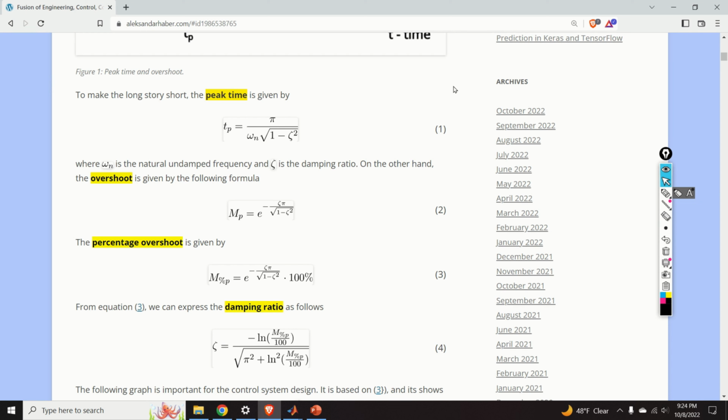In this video we will derive several formulas that are very important for control system design. We will explain and derive the equation that relates the peak time with natural undamped frequency and the damping ratio. Here's the formula. Then we will derive the formula for overshoot. Here's the formula. We will show that the overshoot only depends on the damping ratio. Then from this formula we can easily derive the formula for the percentage overshoot that's given over here.